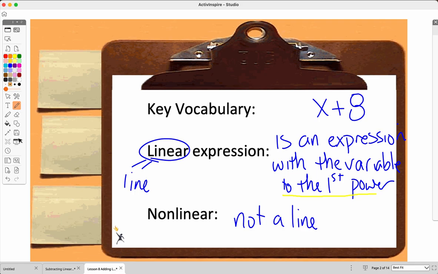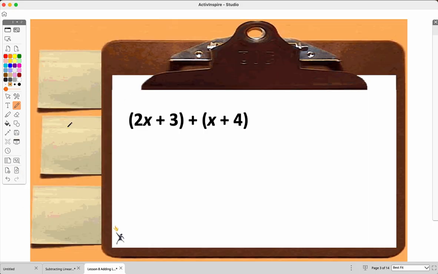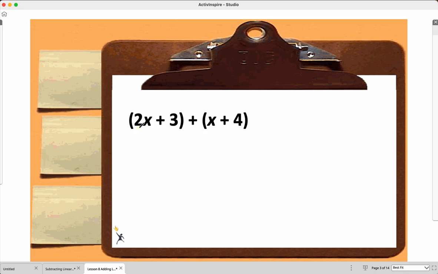So let's take a look at our next one. All right, our first side is a linear expression because I have, let me switch to a different, brighter color so we can see, 2x plus 3. This is going to be one number. So we're really adding like this.